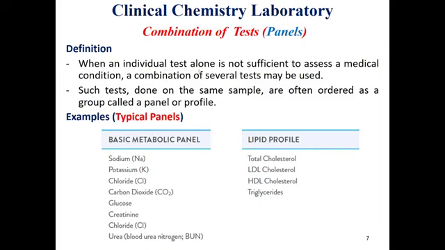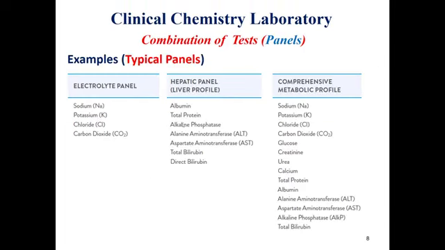When an individual test alone is not sufficient to assess a medical condition, then a combination of several tests may be used. Such combination is known as a panel or profile. We have typical panels or profiles. We have a basic metabolic panel. We have a lipid profile. We have electrolyte panel. We have hepatic panel. We have a comprehensive metabolic profile.